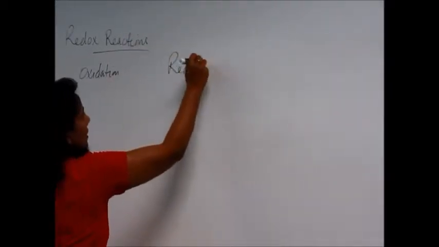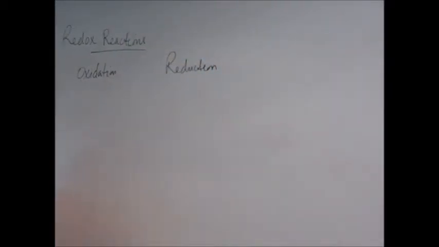So redox reactions: reduction, oxidation. The first thing we'll do is see what is oxidation and what is reduction. The nice thing about oxidation and reduction is that they are completely opposite of each other. Acids and bases are not completely opposite of each other. You still have to know the properties of each of them, but redox are completely opposites of each other.